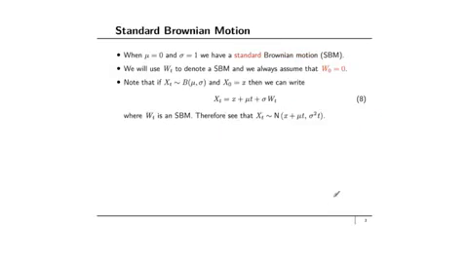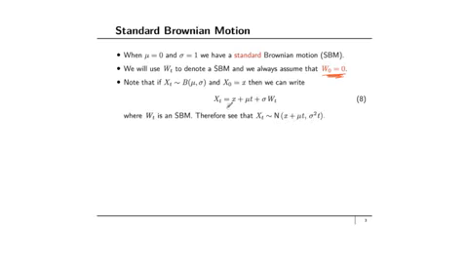Some other pieces of information: when mu equals 0 and sigma equals 1, we have what's called a standard Brownian motion. We will use Wt to denote a standard Brownian motion, and we always assume that it begins at 0. So W0 is equal to 0. Note that if Xt is a B(mu, sigma) Brownian motion and X0 equals little x, then we can write Xt equals x plus mu t plus sigma Wt, where Wt is our standard Brownian motion. We therefore see that Xt is normally distributed with mean x plus mu t and variance sigma squared t.